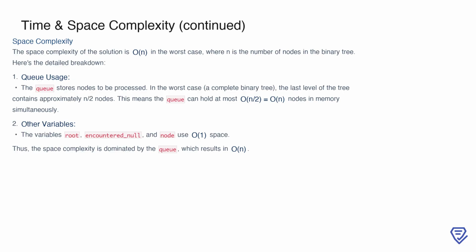In the algorithm, the queue temporarily holds nodes that are yet to be processed. In the worst-case scenario, which occurs when the tree is complete, the largest level of the tree contains approximately half of all the nodes, or n/2. As a result, the queue can hold up to O(n) nodes at once. Moving on to other variables such as root, encountered_null, and node, these occupy a constant amount of space, O(1), regardless of the size of the tree. Therefore, the overall space complexity of the algorithm is dominated by the queue, resulting in O(n).